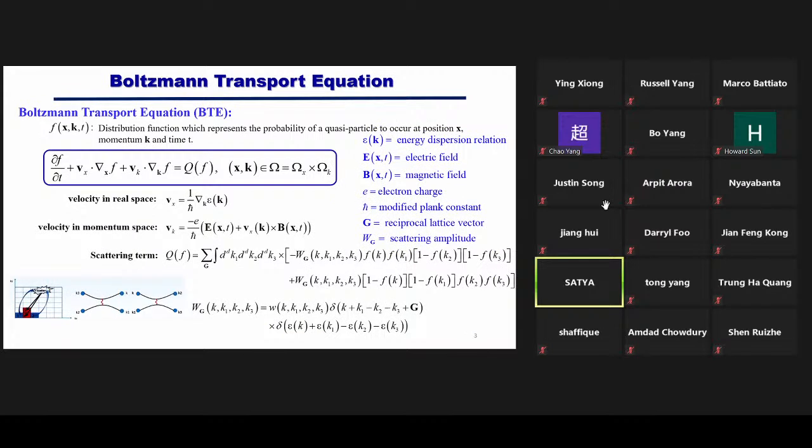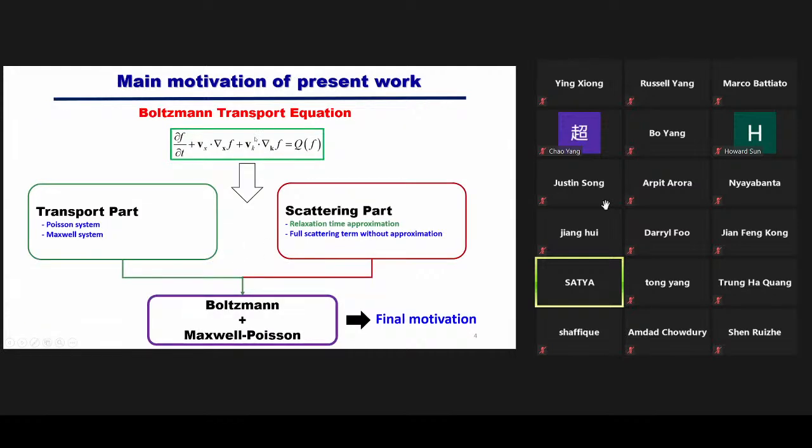This is the Boltzmann transport equation, where f is the distribution function, which represents the probability of a quasi-particle occurring at position x, momentum k, and time t. On the left-hand side, v of k is the velocity in real space, which is given by the gradient of the dispersion relation, and the other term is the force in momentum space. And this is the scattering term. In our group, a few people are solving this Boltzmann transport equation. The left-hand side is the transport part.